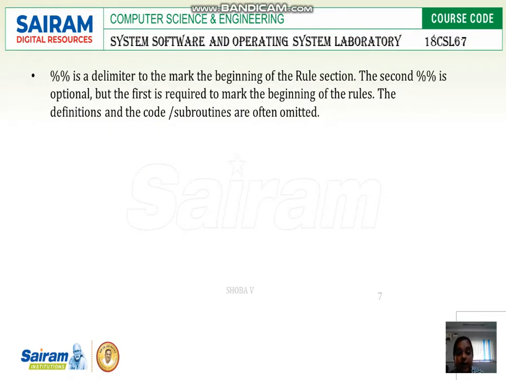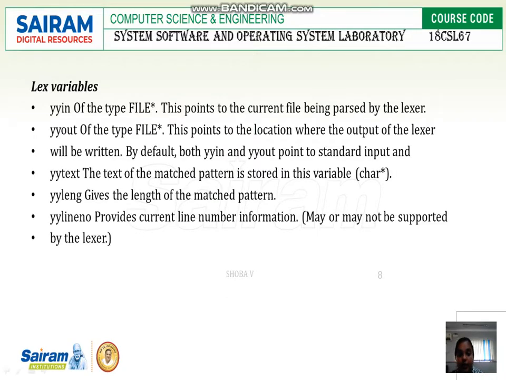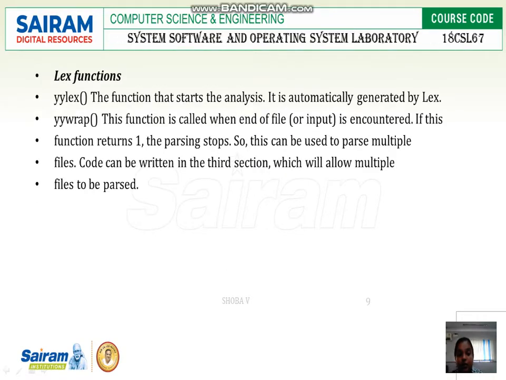The double percent is a delimiter that marks the beginning of the rule section. The second one is optional, but the first is required to mark the beginning of the rules. So the definition and code sections are often omitted. We have the LEX variables yyin, yyout, yytext, yyleng, and yylineno. And these are the LEX functions, yylex and yywrap.